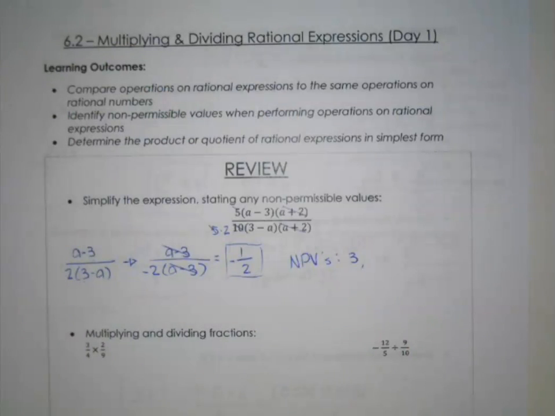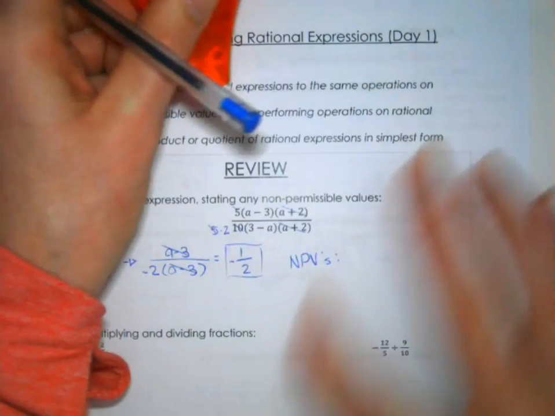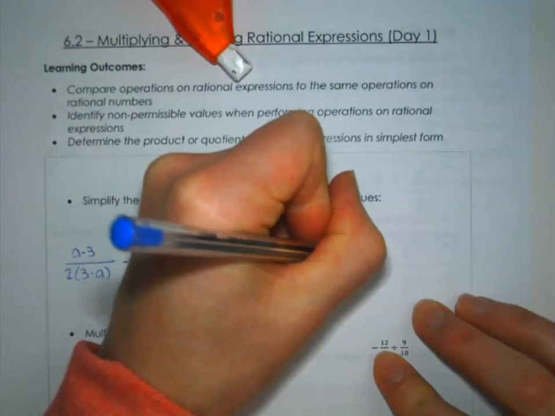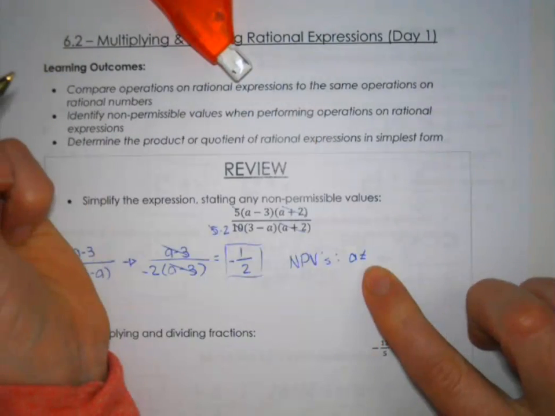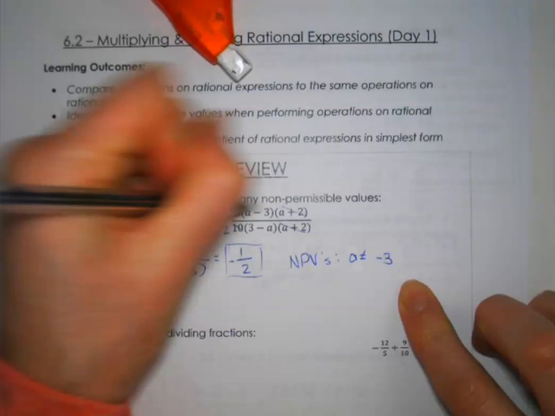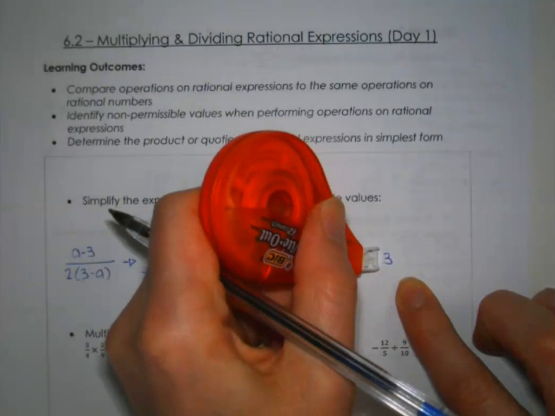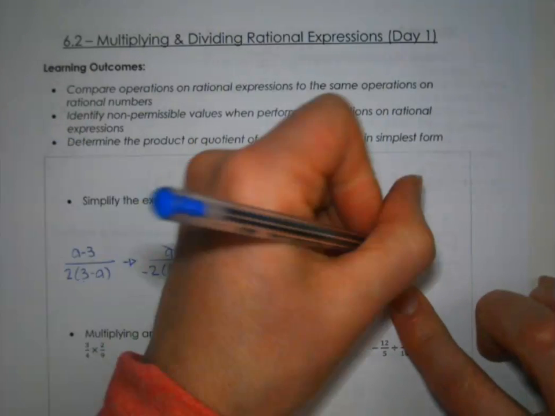Oh, shoot, I forgot to write in a cannot equal. So let's just add that in. When we're writing our non-permissibles, we always write the variable cannot equal. So what did we just say there? It wasn't negative 3, it was positive 3: a cannot equal 3 and negative 2.